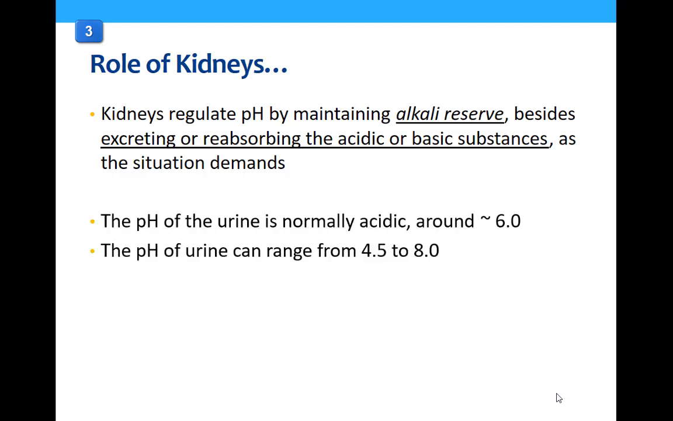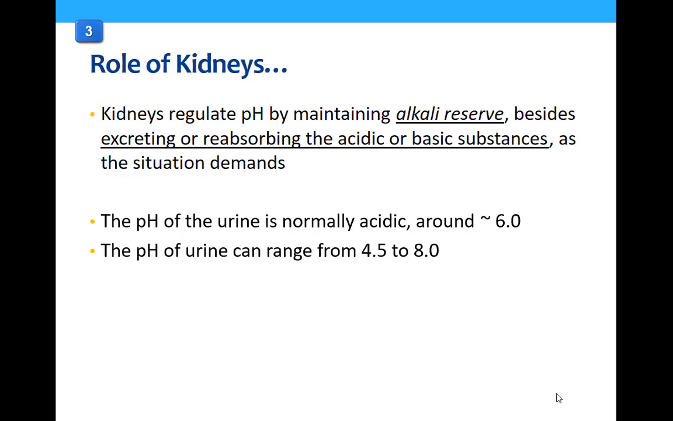The pH of the urine is normally acidic. Why is the pH of the urine normally acidic? What reason can you think of? Because our body is producing a lot of acids, right? That's why we have to get rid of those acids in order to maintain the blood pH. So urine is always acidic because you have to get rid of all those extra acids from the system.